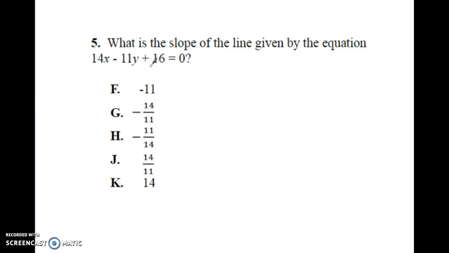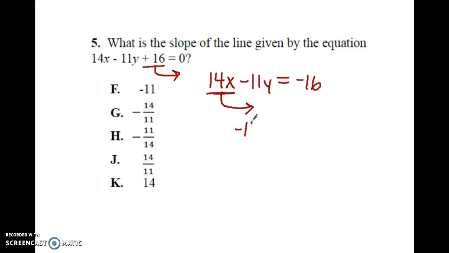So the first thing I'll do is move this positive 16 to the other side of the equation. So that will give me 14x minus 11y equals negative 16. Then I'll need to move my 14x to the other side of the equation. So I'll have negative 11y equals negative 14x minus 16. And then the last step in getting y by itself is to divide both sides of my equation by negative 11.